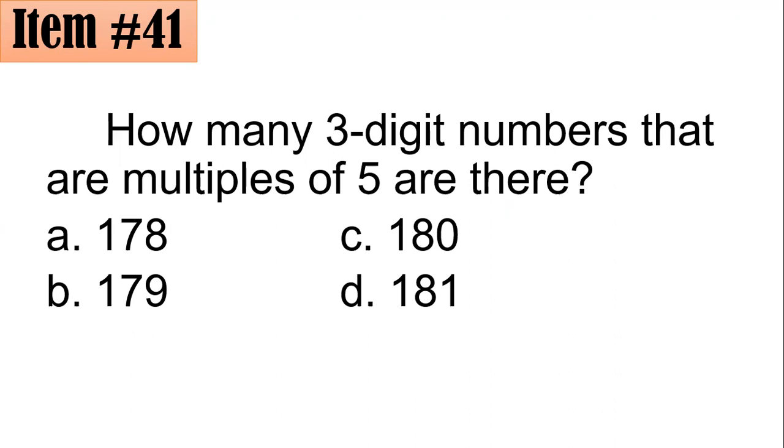From here, we know that we have to identify these numbers first, and the smallest of which is 100. And since they are multiples of 5, we have 100, 105, 110, all the way until the largest three-digit number that is a multiple of 5, which is 995. And if you could see, they are forming an arithmetic sequence with a common difference of 5.